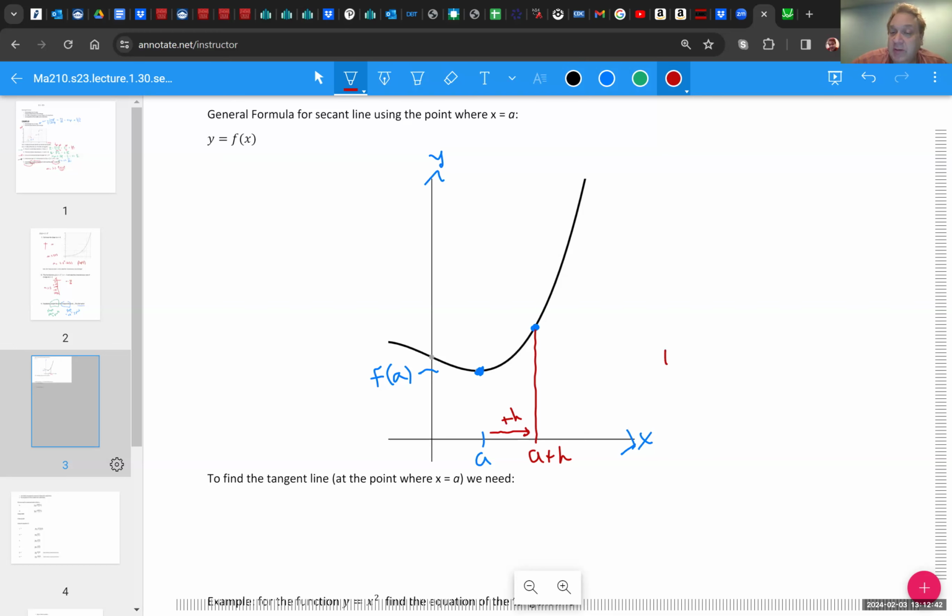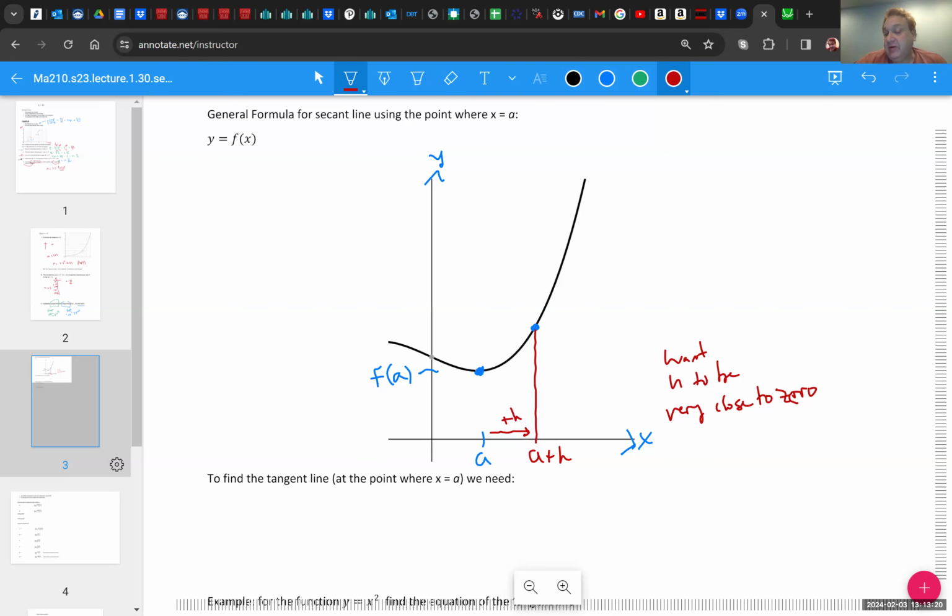We really want h to be very close to zero. That's our big goal, right? If it's very close to zero, then we can get a good approximation for the instantaneous rate of change, which is the tangent line slope. So that's what we really want, but we're going to show them separately. And just remember that h is how much further you've gone, and we really want h to be close to zero to get a good approximation of the instantaneous rate of change.